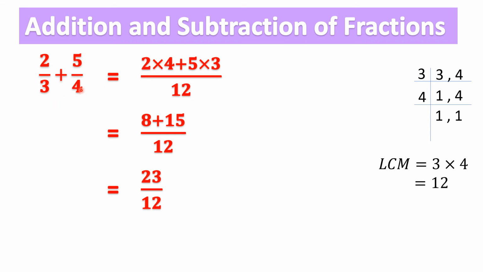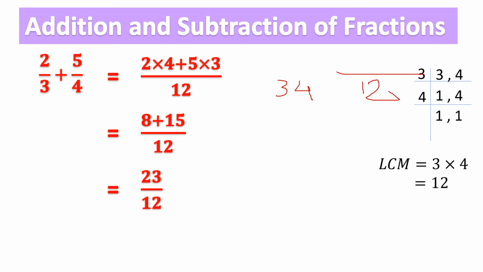Then again 4, how much are 12? 4 3s are 12, right? So that 3 I will multiply with the numerator. So 5 into 3. So once more clearly, that step is the most important step, so you have to know it. What did I do first? 3 and 4, I took the LCM and I wrote 12, right?